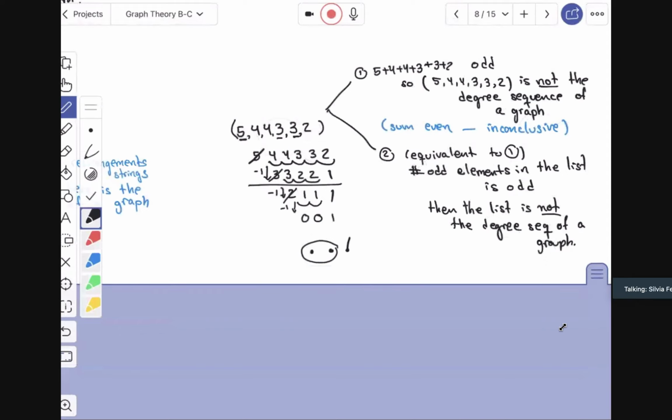But it's equivalent to the first one. You don't need to do both, because it's doing the same thing, just in slightly different ways. Whichever you prefer. But again, if it's even, it's inconclusive. So if it's odd, you're done. But if it's even, it's inconclusive.